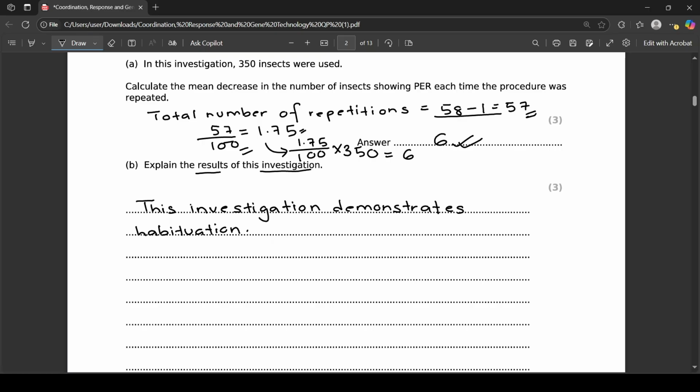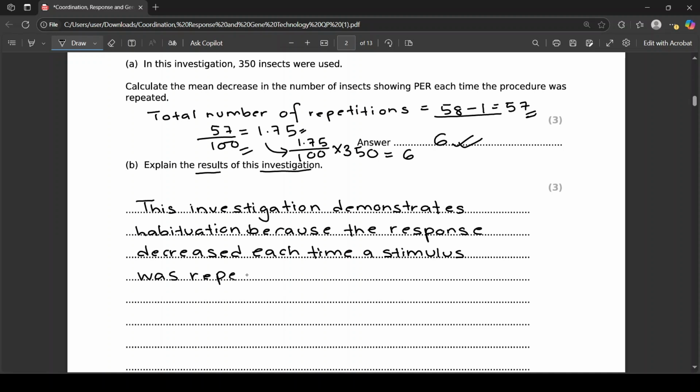Now, why do we call this experiment habituation? Because the response decreased each time a stimulus was repeated. Okay.